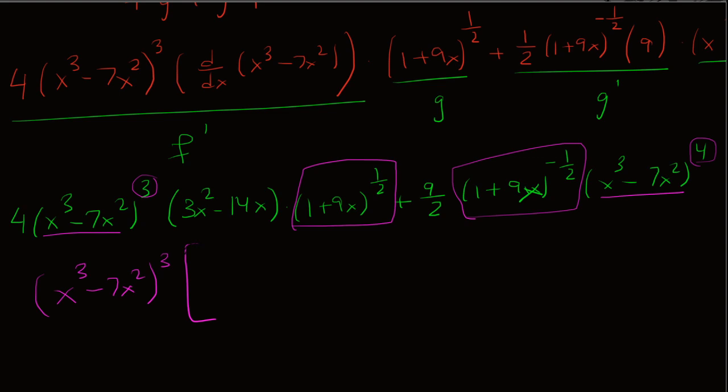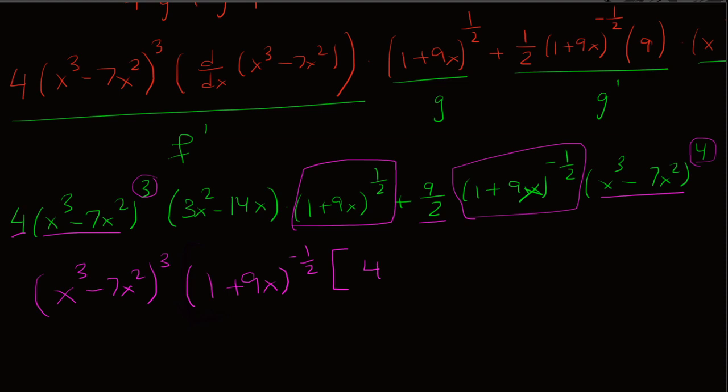So let me just fix this parentheses. We'll have 1 plus 9x to the negative 1/2 power. And if we want, we can do something with the coefficients here, but I don't see the point. So, okay, we'll just ignore that.